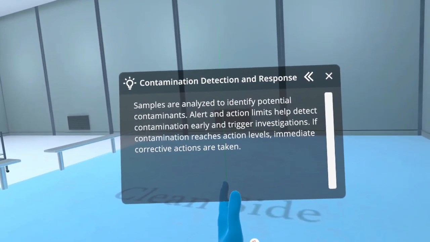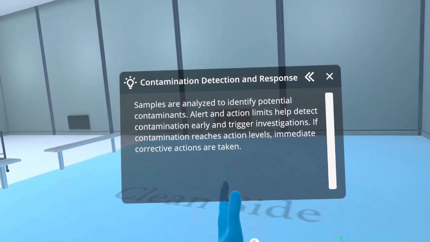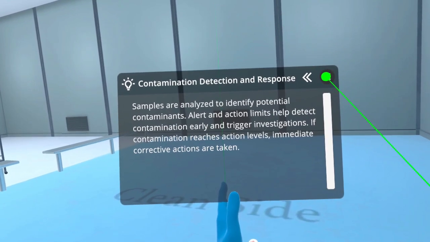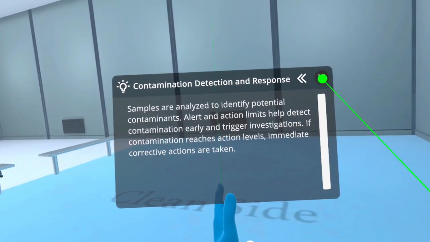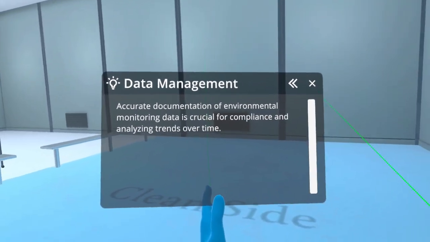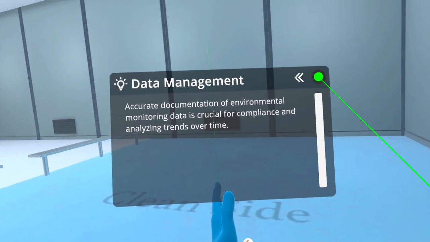Samples are analyzed to identify potential contaminants. Alert and action limits help detect contamination early and trigger investigations. If contamination reaches action levels, immediate corrective actions are taken. Accurate documentation of environmental monitoring data is crucial for compliance and analyzing trends over time.